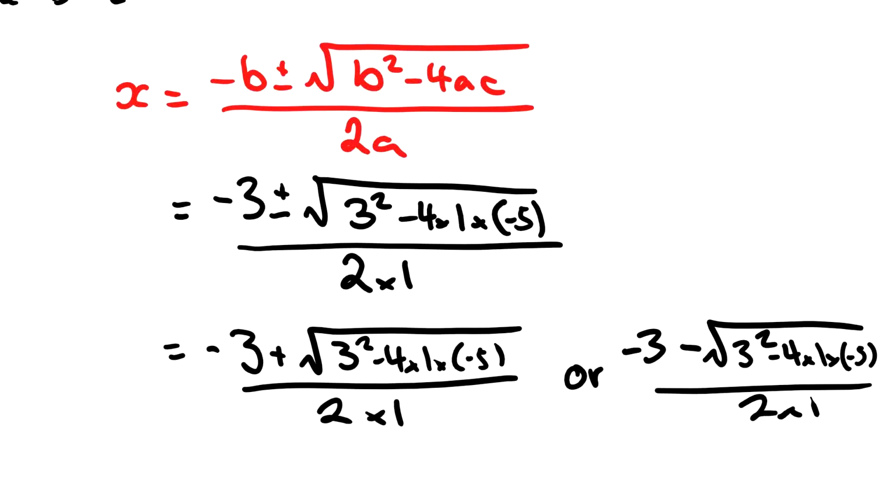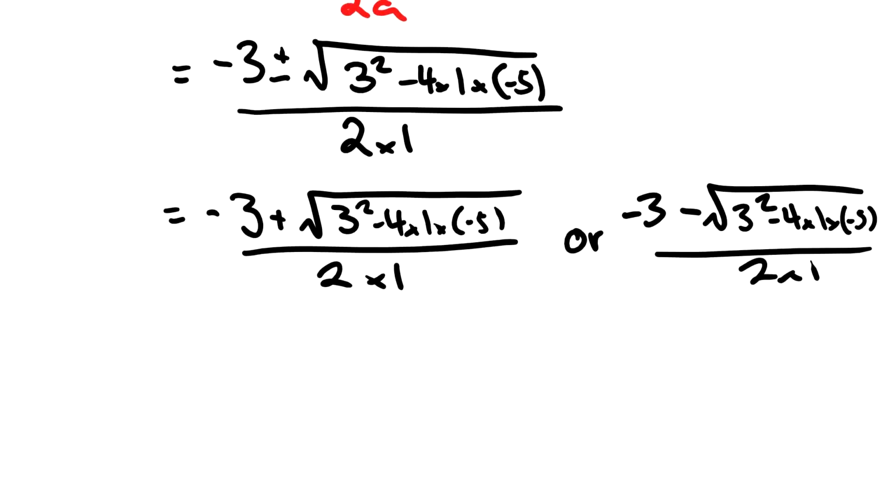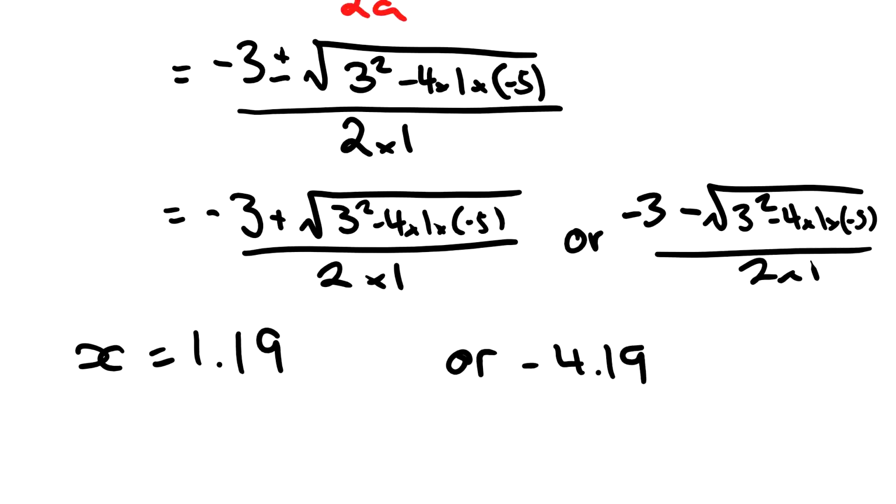You don't need to write this step out here. I'm just doing it to show you that we need to do it twice. Now at this point you can just put it in the calculator. X equals, for the plus one, we get 1.19 if I round it. And if we do the minus, I get minus 4.19. All right, so that's it for 2 decimal places.